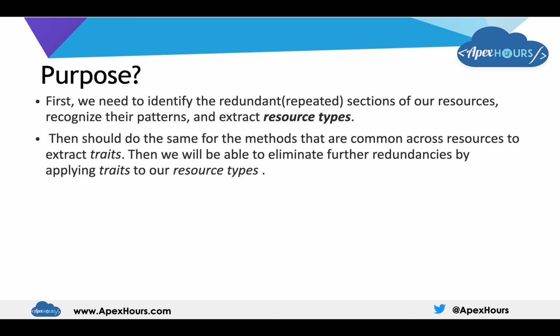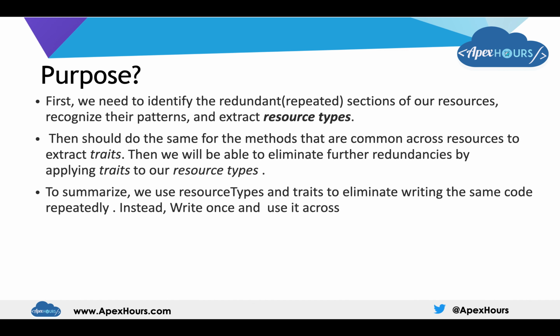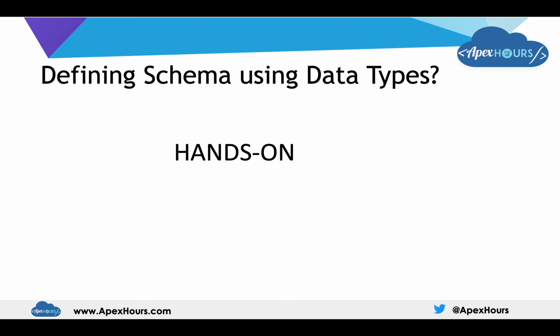Then we should do the same for the methods that are common across resources to extract the traits. Then we will be able to eliminate further redundancy or repeated code by applying traits to our resource types. To summarize, we use resource types and traits to eliminate writing the same code repeatedly. Instead, write once and use it across. All right, now we will see a small hands-on on defining a schema using data types.